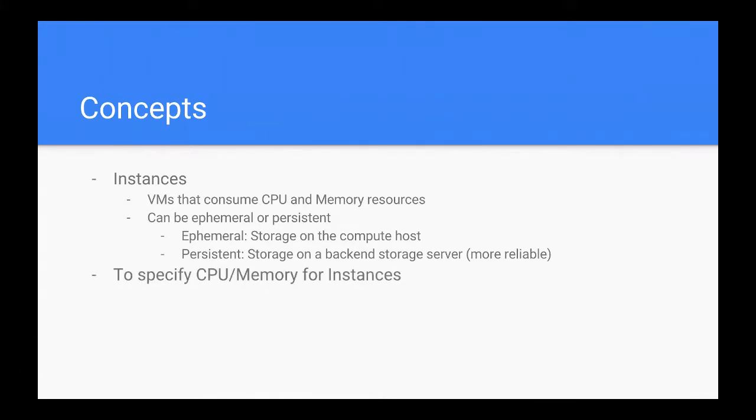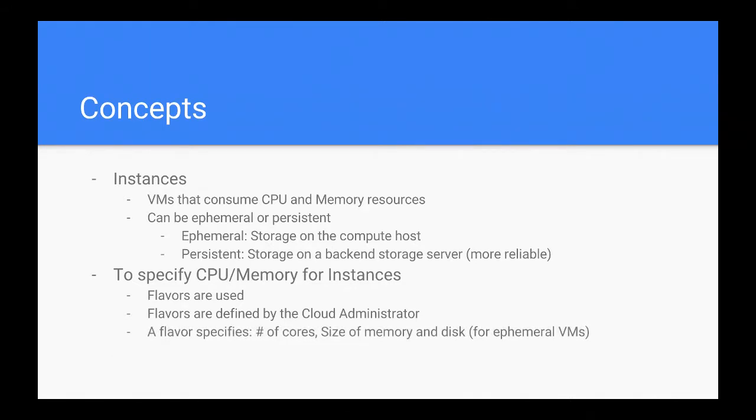In order to specify the CPU or memory for instances, flavors are used. So flavors is also another concept introduced in the cloud. Flavors are predefined CPU, memory, and disk allocations. Flavors are defined by the cloud administrator and assigned to users. In this case, myself, or someone else within Sharcnet, will assign flavors to the users. It will specify the number of cores, the size of memory attached to your instance, and the disk.